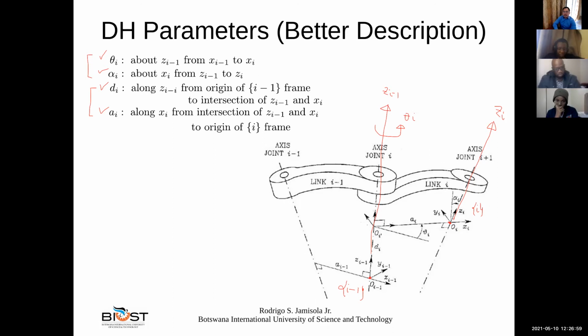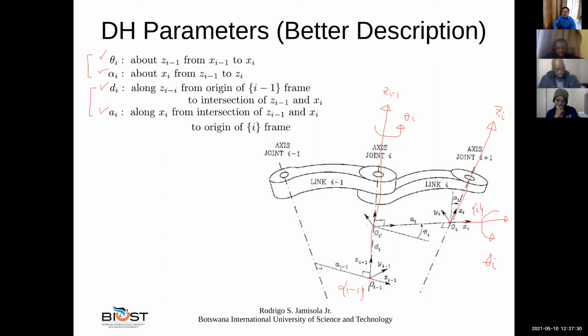What about alpha i? It rotates about xi. Where is xi? Xi is this. It rotates about xi. Where is the positive? So this direction. That's the direction of alpha i. What are the values? Later we'll see. But I'm just saying that this is the rotation that we are trying to define: rotation about xi, and rotation about zi minus 1.